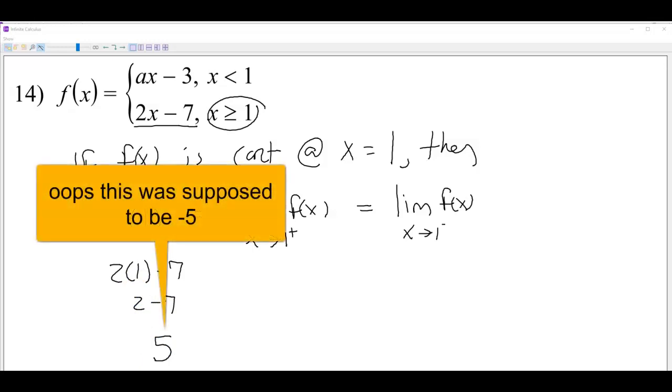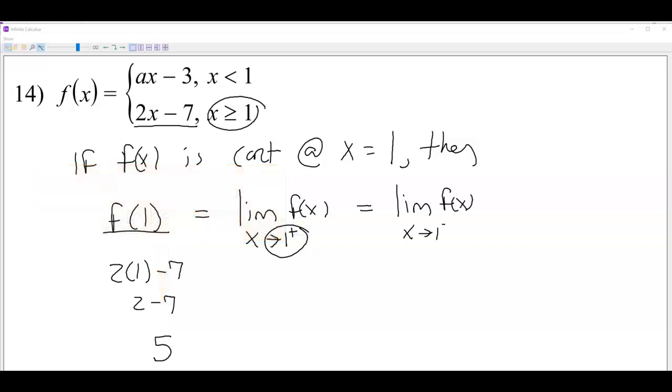Let's do the next one. For the next one, I'm approaching 1 from the right. And so for that one, coming at 1 from the right means that I'm approaching 1 from numbers that are bigger than 1. So I'm using the same equation here. And so it's actually going to be the same thing. We're doing the 2x minus 7, and we're plugging in the 1, so we're still going to get negative 5.